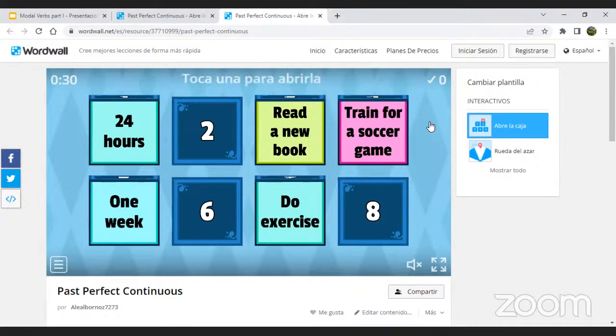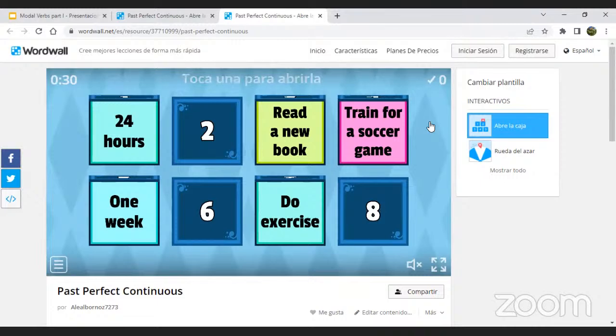It's a little bit complicated, but okay. Don't worry. Okay, had been plus ing, the verb in ing. Yes. Exactly. I have been training for a soccer game one week ago.